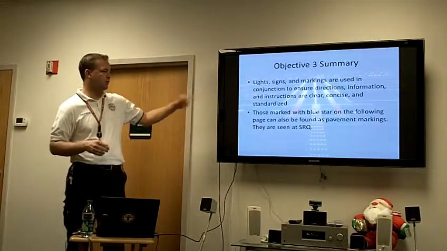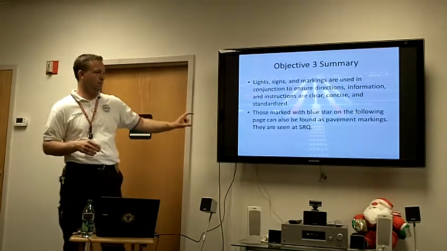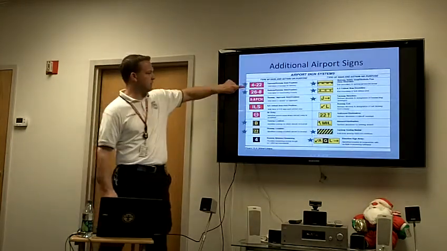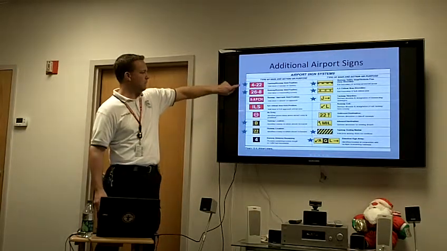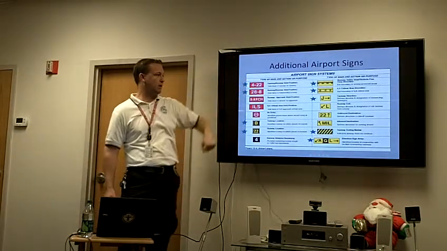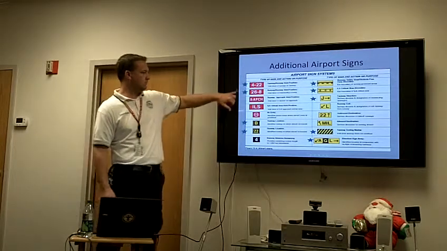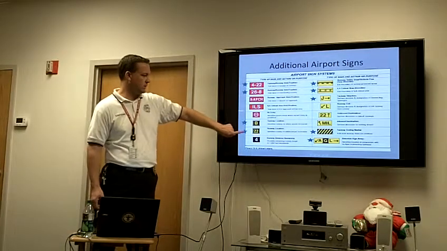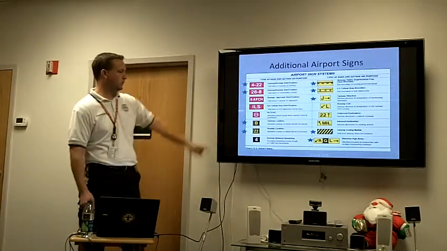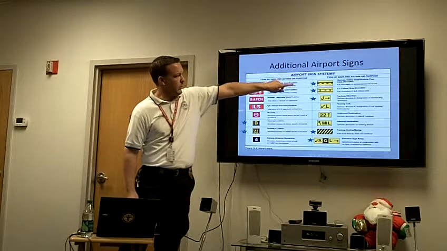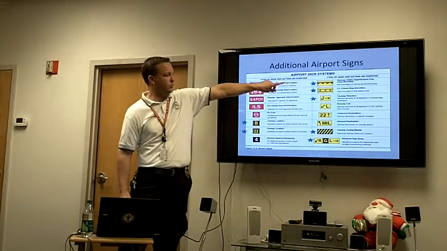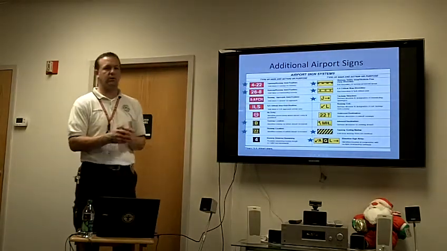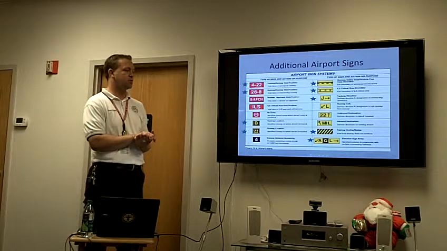Those marked with the blue star on the following page, I'll briefly go over. They are specifically found here at the airport, such as this one here, not because it's one of our runways, but it tells you that you're at taxiway runway hold position. The location sign that we went over, this is a runway location sign. Basically you're on runway 22. On the right side there, you have the hold position marking. This one here, second one down on the right, ILS critical area boundary, another informational sign that you'll also find on pavement.